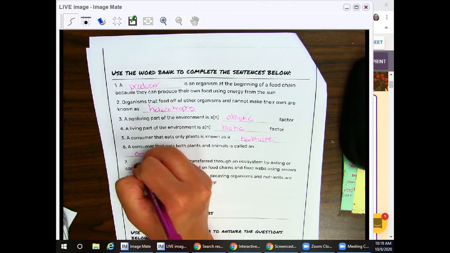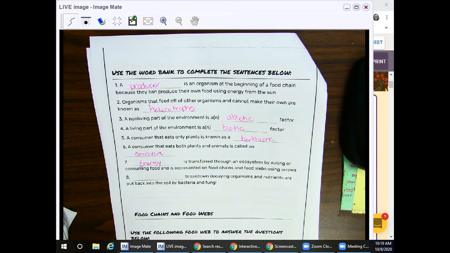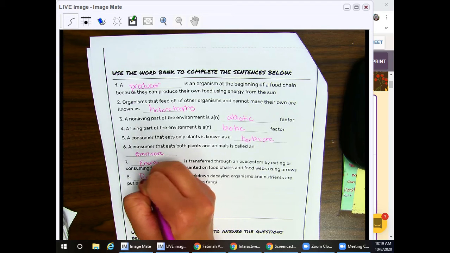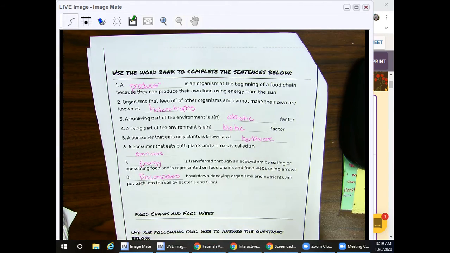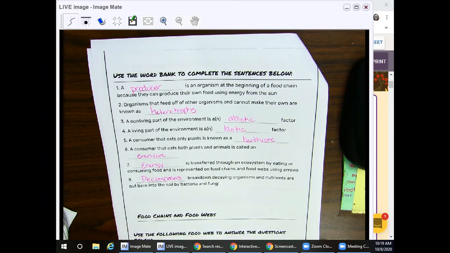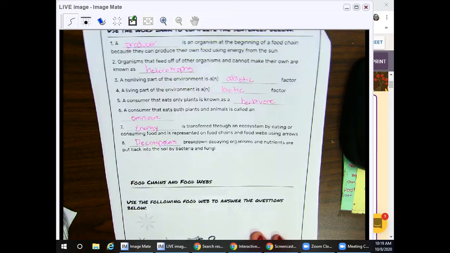Energy is transferred through an ecosystem by eating or consuming food and is represented on food chains and food webs using arrows. And decomposers break down decaying organisms and nutrients are put back into the soil by bacteria and fungi.